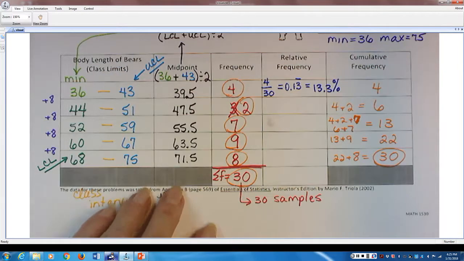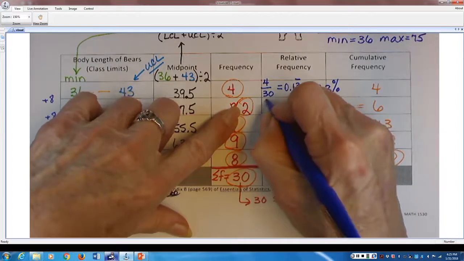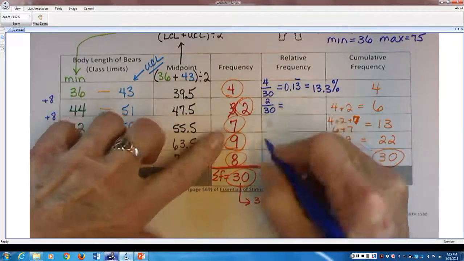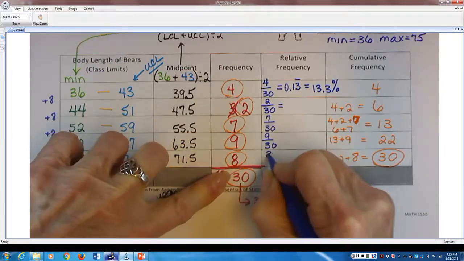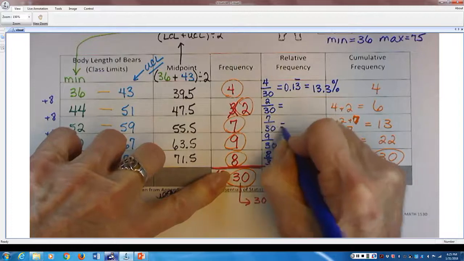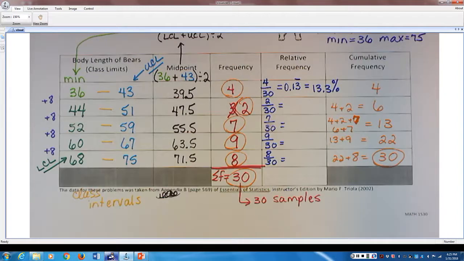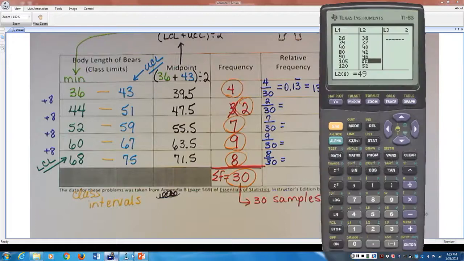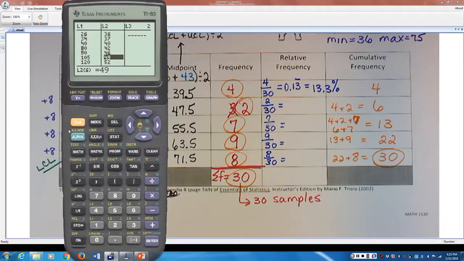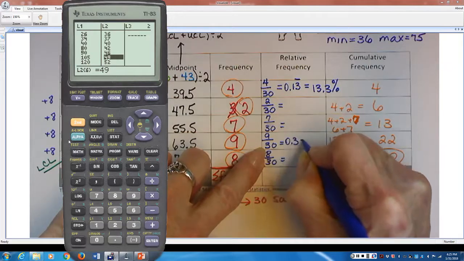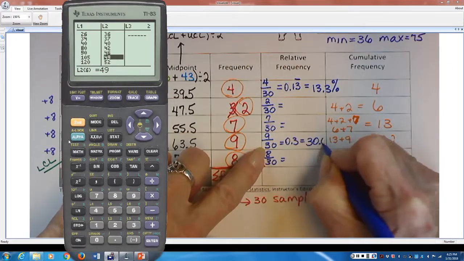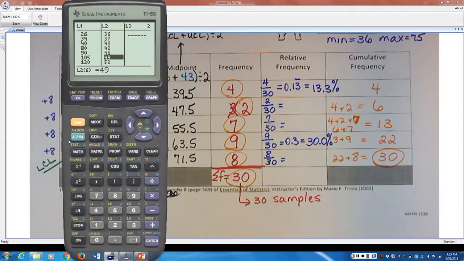Keep a decimal place. So then I have 2 over 30, and then 7 over 30, and then 9 over 30, and then 8 over 30. And I'll get the decimals and change to percentages on those. 9 over 30, because 3 times 10 is 30. This actually would be 30% because it comes out to be 0.3. And you're going to report that as 30.0% because you want that 1/10%.